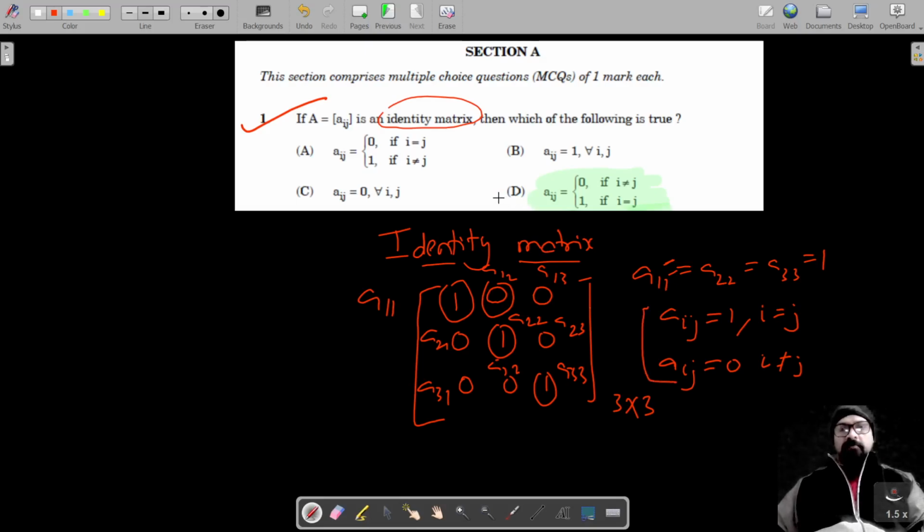So this matches with option D. Sorry, all the non-diagonal elements are 0. That is, aij is 0 when i is not equal to j, and it's 1 when i is equal to j. Moving on to question number 2.